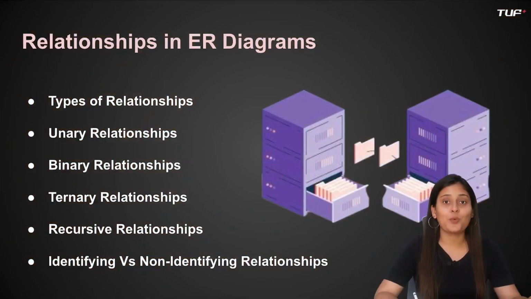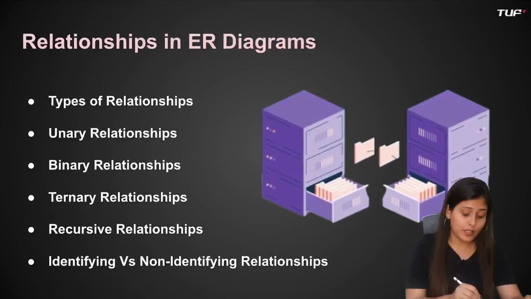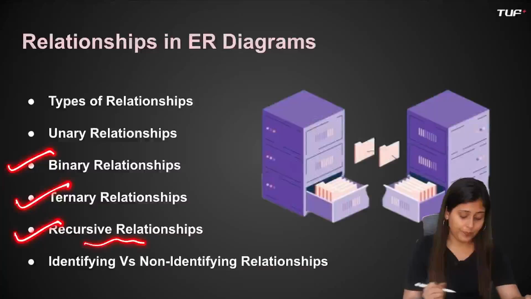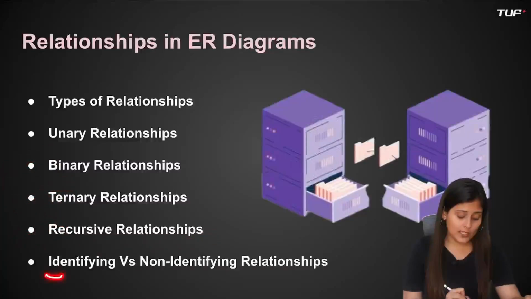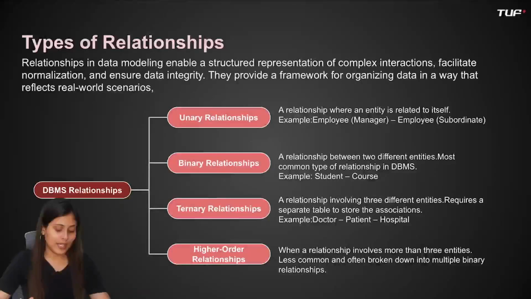Hi all, welcome back to another lecture of DBMS, and in this lecture we will learn about relationships in ER diagrams. So we will learn types of relationship. In these four types of relationship, we'll learn about unary relationships, binary, ternary and recursive relationship. And then at last we'll see what is the difference between identifying versus non-identifying relationship. So stay tuned for the video because this video is going to be important again. And let's begin with the session with types of relationships.